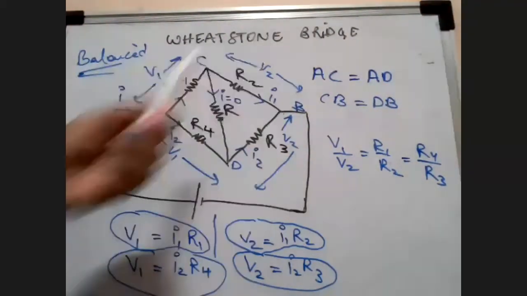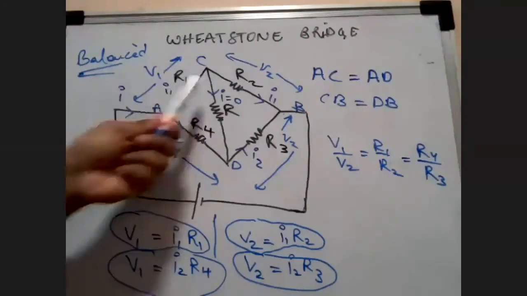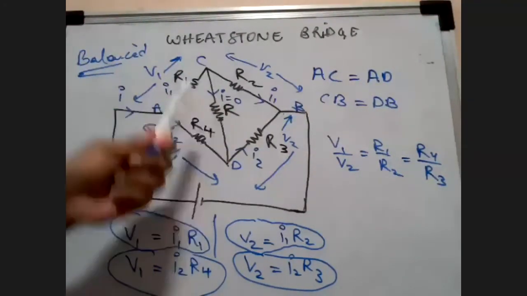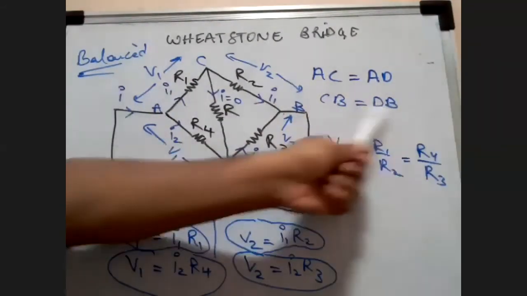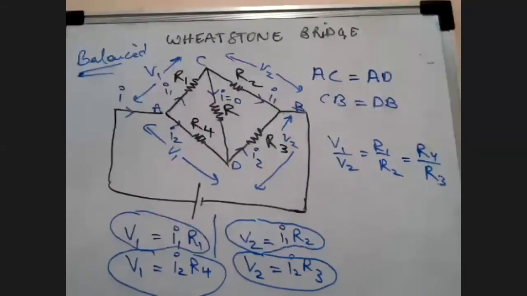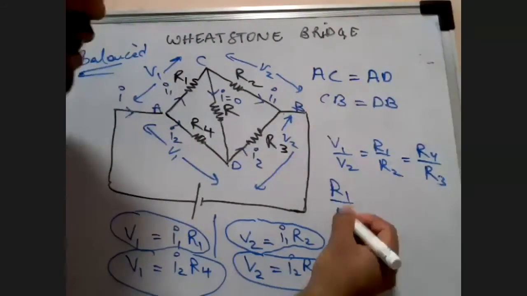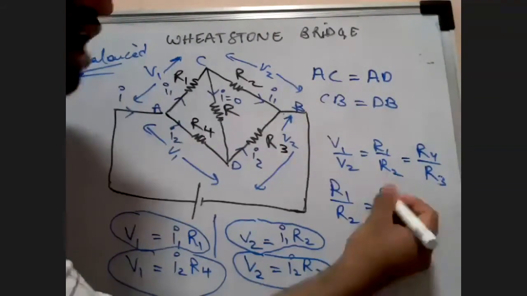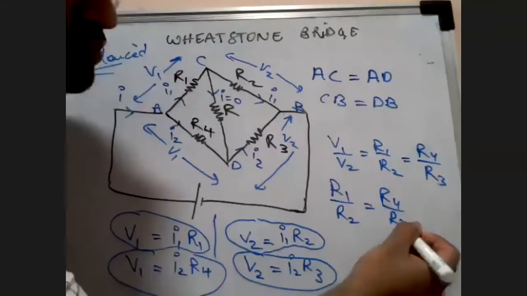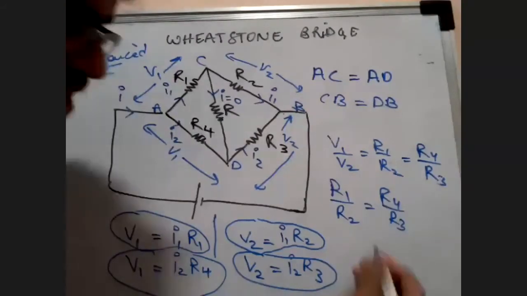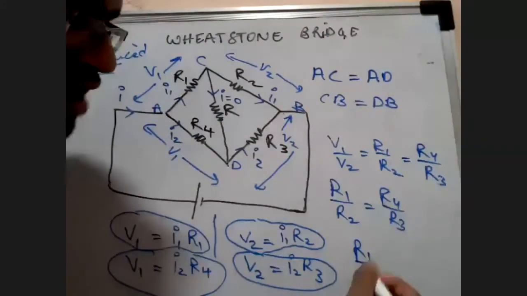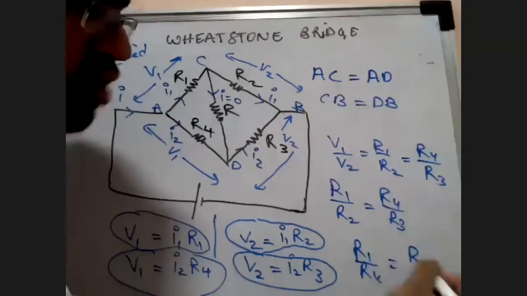So the Wheatstone bridge is balanced when the current is 0 through this resistor, and that condition is possible when we have this ratio. That is, R1 upon R2 should be equal to R4 upon R3. This condition should be true for the Wheatstone bridge to be balanced. Next, just rearrange these terms: R1 by R4 equals R2 upon R3.